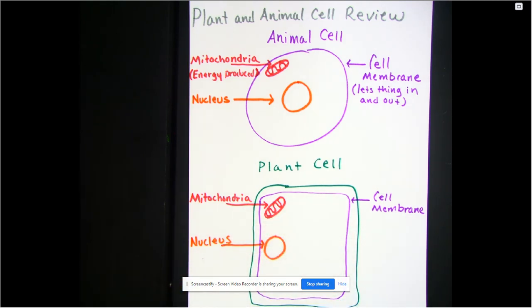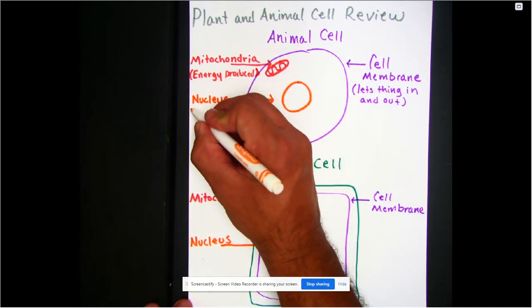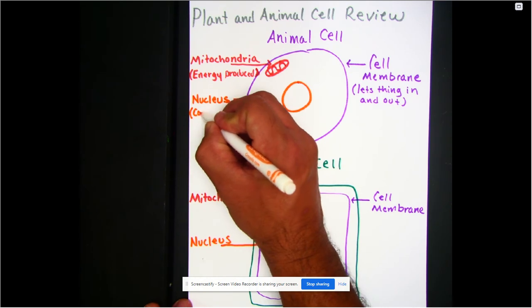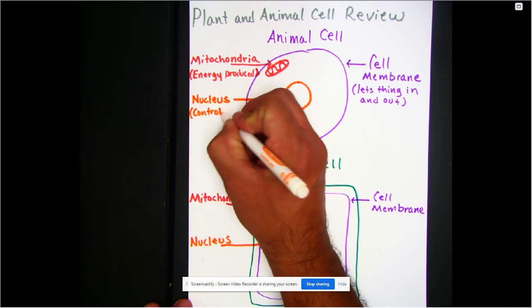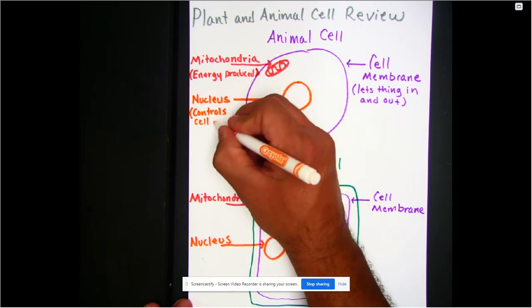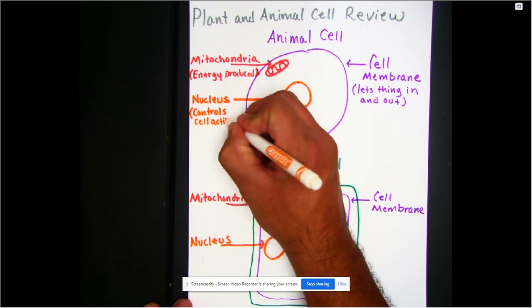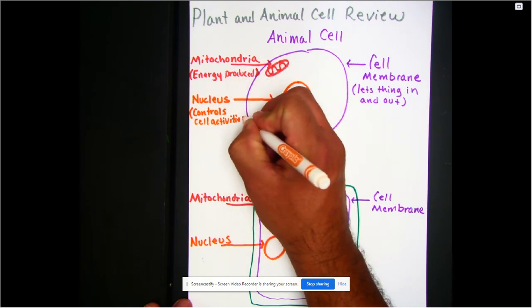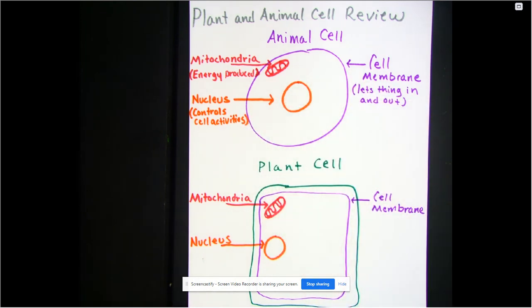Okay. And your nucleus is what controls everything, right? So it controls cell activity. Okay. So that's what they call it. Remember, we nicknamed it the brain of the cell because it controls everything that's going on within that cell.